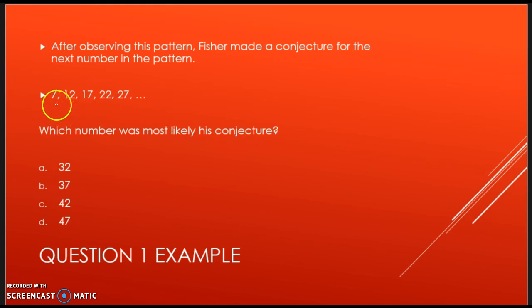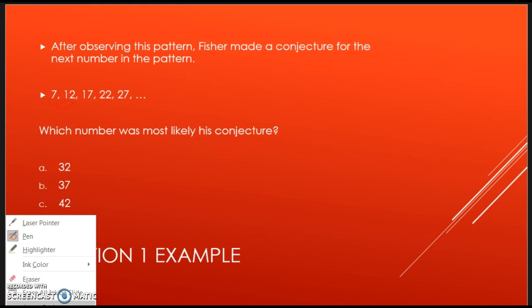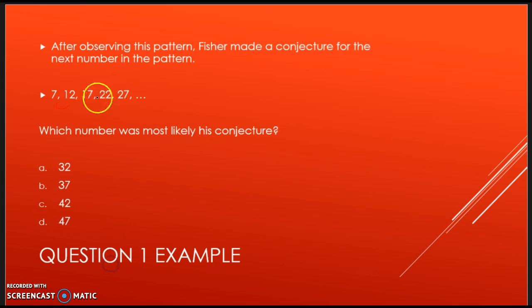So for the pattern, it goes 7, then it goes to 12, then it goes to 17, then it goes to 22, then it goes to 27. So which number was most likely his conjecture, his guess? Remember, a conjecture is an educated guess based on what you've seen, for the next number in the pattern?